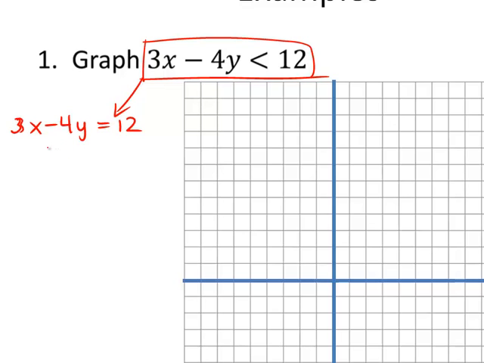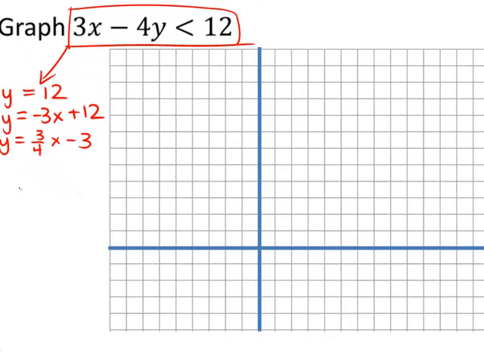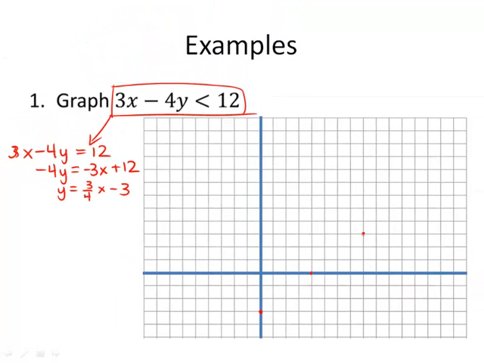So subtract 3x from both sides, you get negative 4y equals negative 3x plus 12. Divide everything by negative 4, and you get 3/4 x minus 3. Notice the two negatives canceled. So we're going to start at negative 3 and go up 3 over 4, up 3 over 4, up 3 over 4. What kind of boundary are we going to have? Well, in this case, the boundary is not included. So we need to have a dotted boundary.